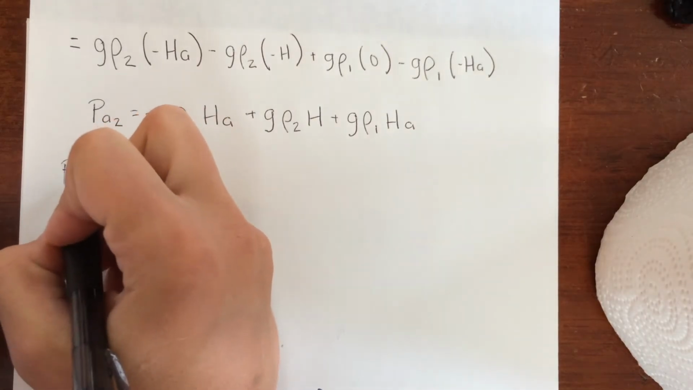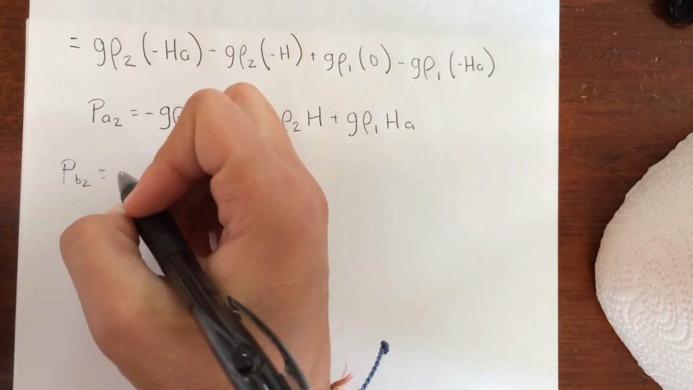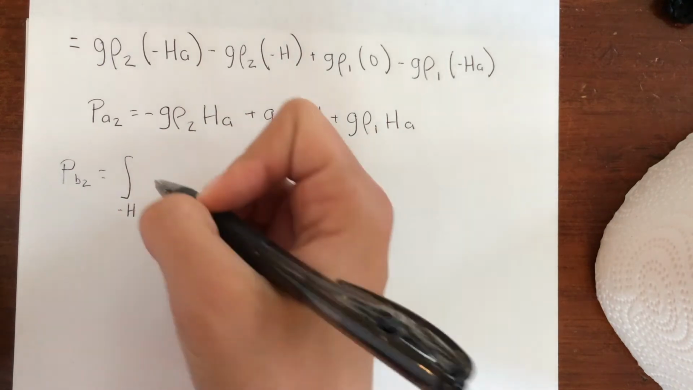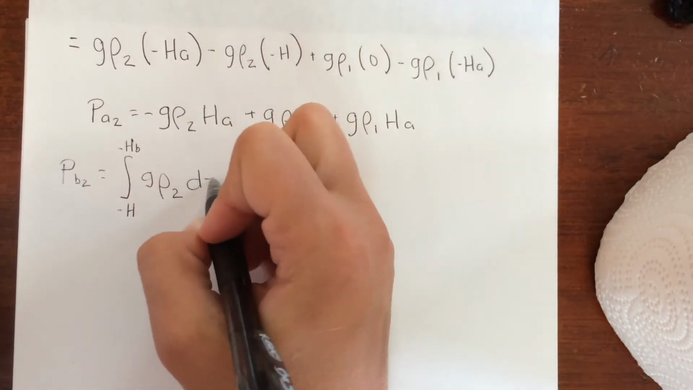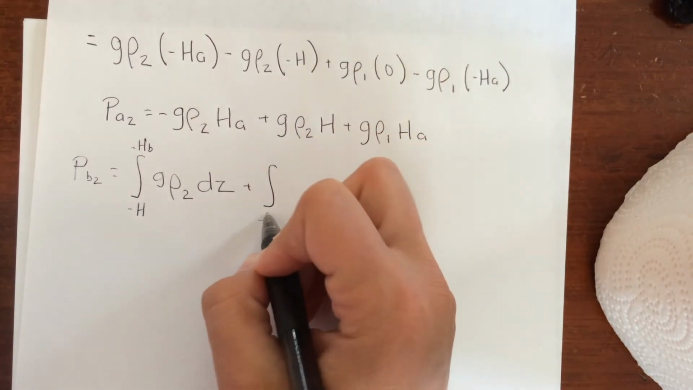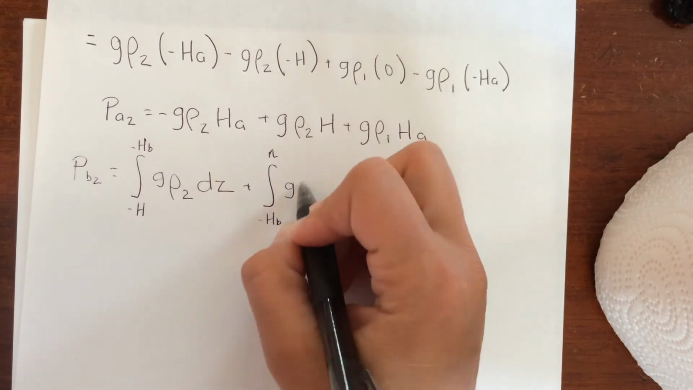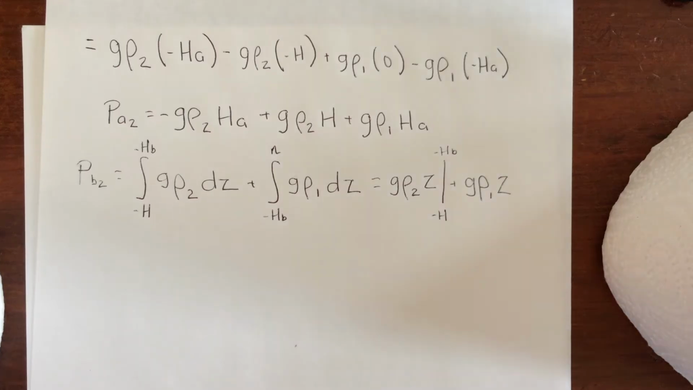This process can be repeated to find the pressure at XB of the bottom layer. This time we are integrating from the bottom, negative h, to negative HB of the gravitational acceleration times the density of layer 2 with respect to z, plus the integral from negative hb to the height of the free surface eta of the gravitational acceleration times the density of layer 1.